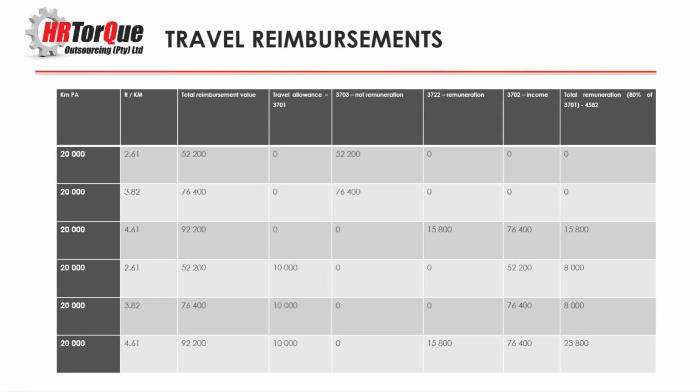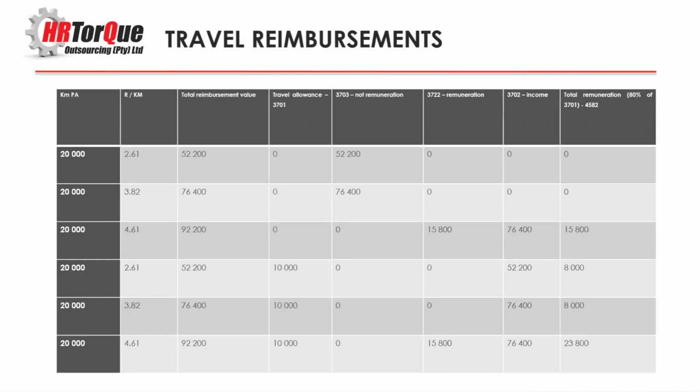Second scenario, the employee gets reimbursed R3.82 per kilometer. Same question: is that higher or lower than the SARS rate prescribed annually? It's exactly equal to. So in this case, the employee gets 76,400 Rand, and that also goes to code 3702, tax-free in the month, tax-free on assessment.